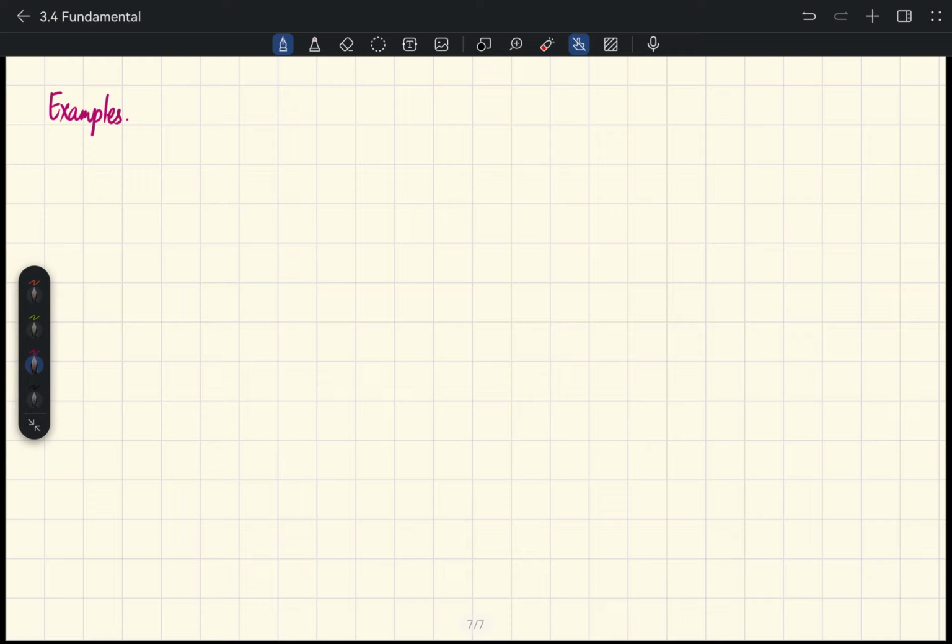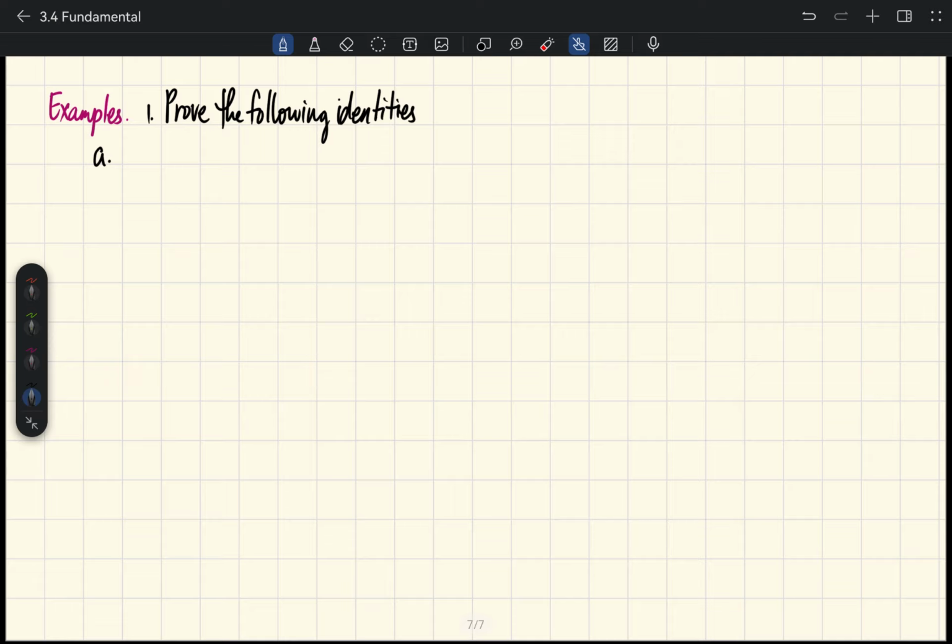For the first set of examples, let's try and prove some identities. So prove the following identities. So letter A, we have cosine squared theta equals cotangent squared theta all over 1 plus cotangent squared theta.